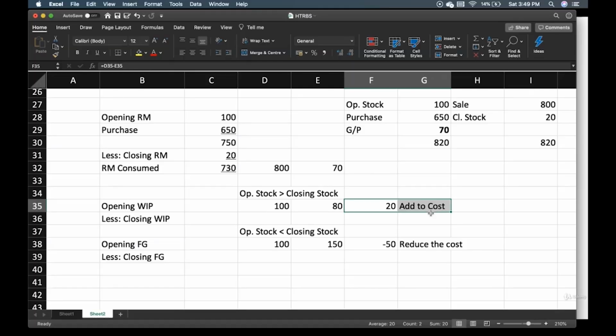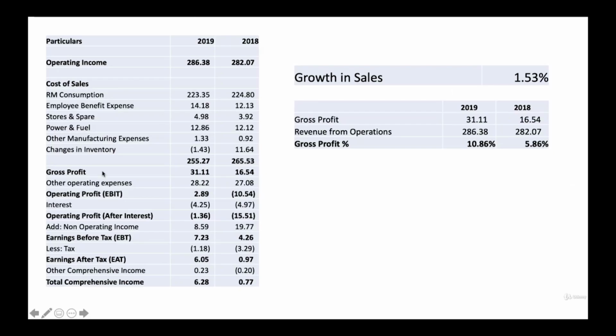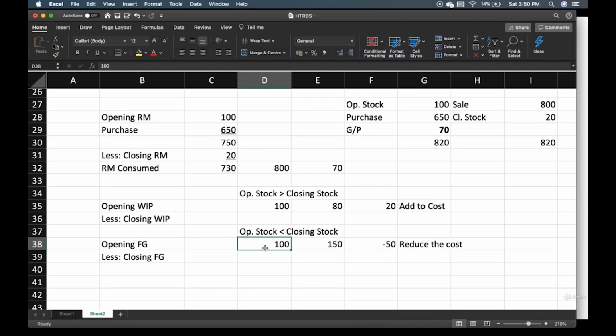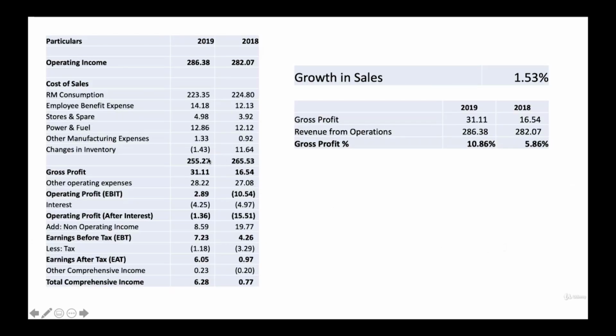Whereas in the next year, the changes in inventory, let me just select that. Yeah. In the next year, you can see the changes in inventory is 1.43 crore negative. Negative is a scenario where opening stock is less than closing stock. So you get a negative number that goes and reduces the cost. And in this case, it is reduced substantially. Only because of that, you see a significant jump.